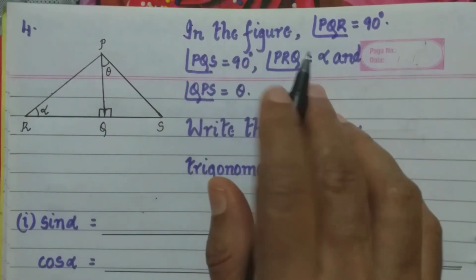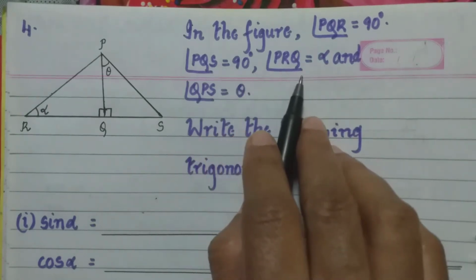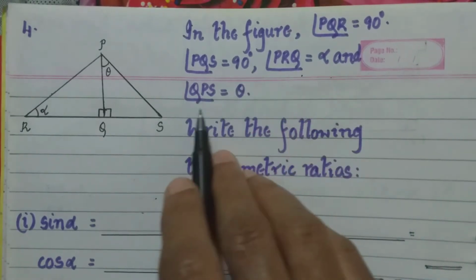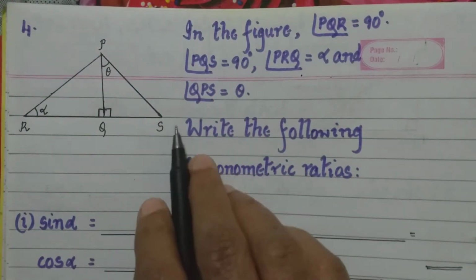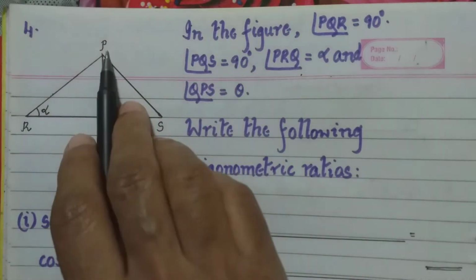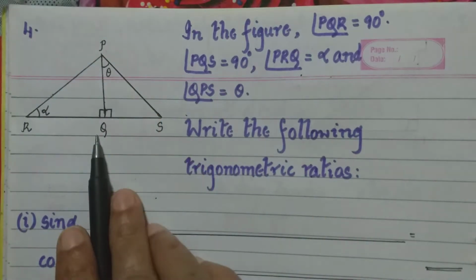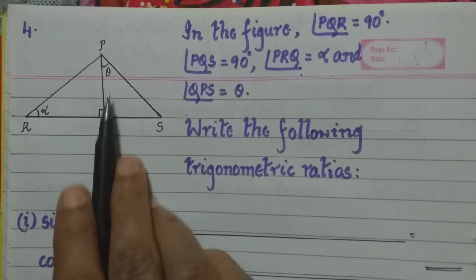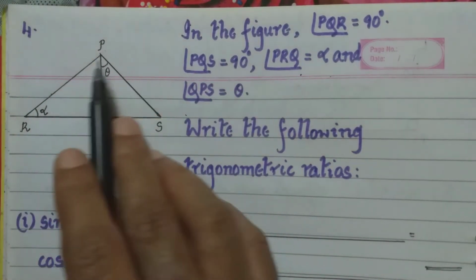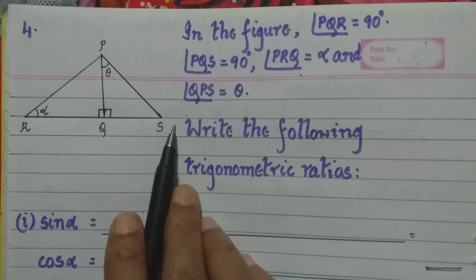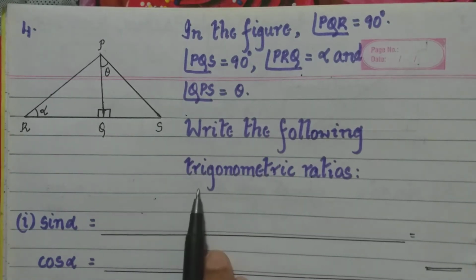Fourth question. In the figure, angle PQR is 90 degrees, angle PQS is 90 degrees, angle PRQ is alpha, and angle QPS is theta. Write the following trigonometric ratios. See here, we have a triangle. We have the bigger triangle, triangle PRS. We have here a perpendicular drawn, that is PQ. The perpendicular is drawn, therefore we have two triangles here, triangle PQR and triangle PQS also, which are right angled triangles. So what we have to do, we have to write according to that.